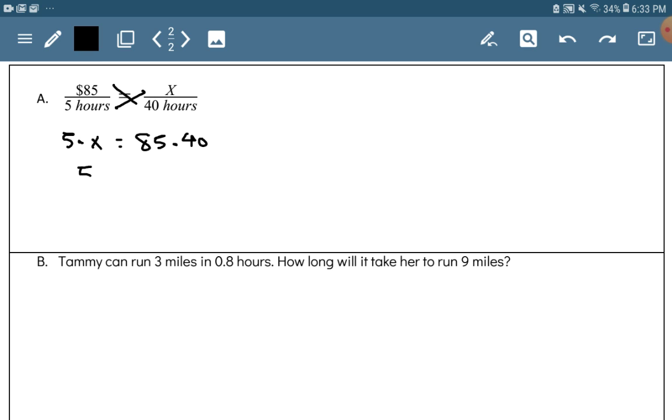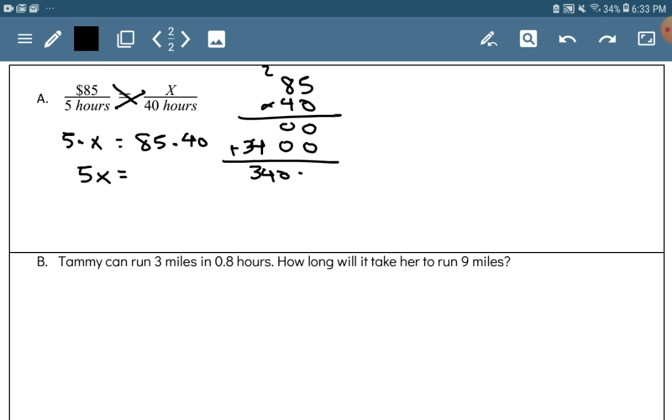5 times x is just 5x, but we can actually work out 85 times 40. Now my first number I'm multiplying with there is 0. 0 times anything is just 0. So I'm going to go to my second number and use my placeholder. 4 times 5 is 20, carry the 2. 4 times 8 is 32, plus 2 is 34. When you add your rows, you see you get 3,400. So that's my cross product on that side.